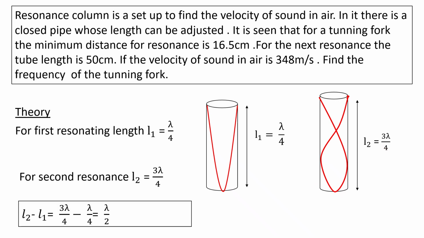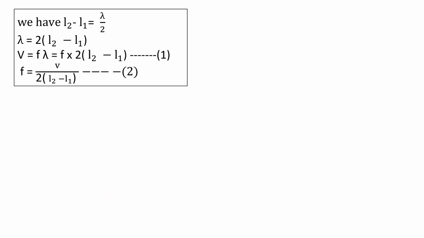L2 minus L1 equal to 3 lambda by 4 minus lambda by 4. On subtracting, we get L2 minus L1 is equal to lambda by 2. We have L2 minus L1 equal to lambda by 2. So lambda is equal to 2 into L2 minus L1.